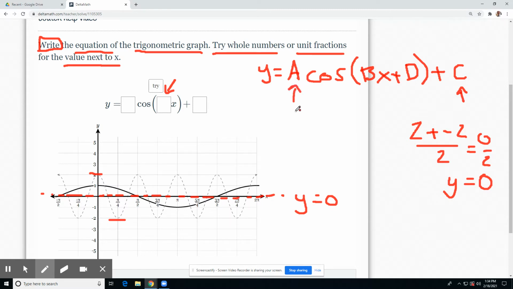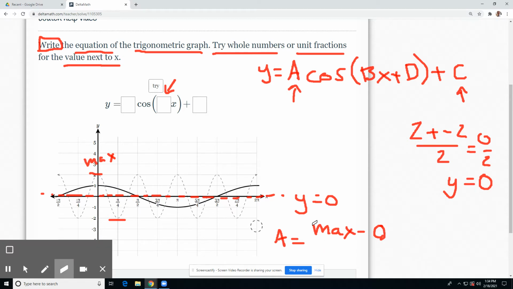Next is our amplitude, and here's our max. It's easiest to focus on the max. So it's going to be the max minus the midline. Our midline is 0 in this case, and then this is our a that I'm finding right here. The max minus our midline, let me just go ahead and write that as an equation. So our midline is c. So our max is 2 minus 0. Our amplitude is 2.